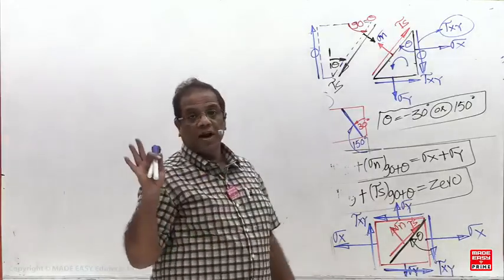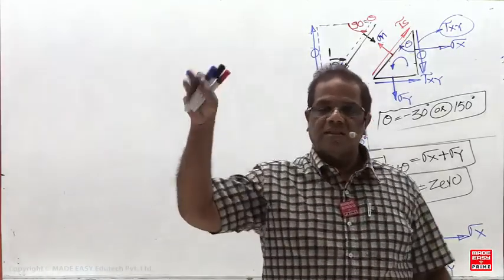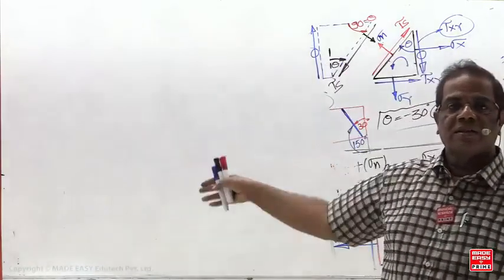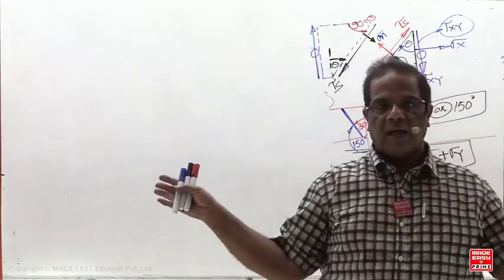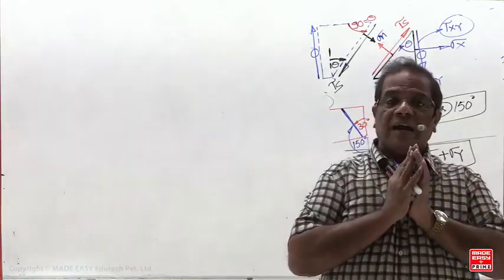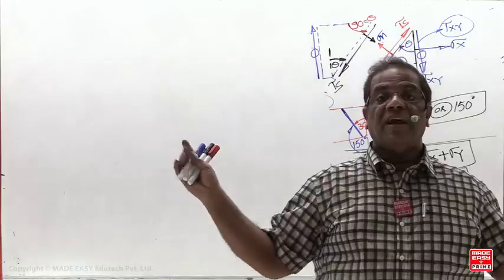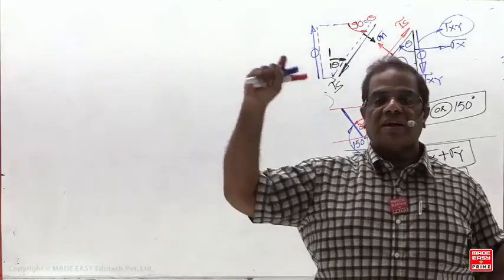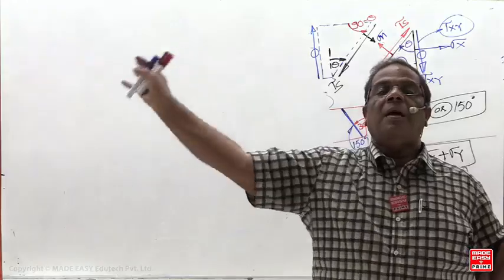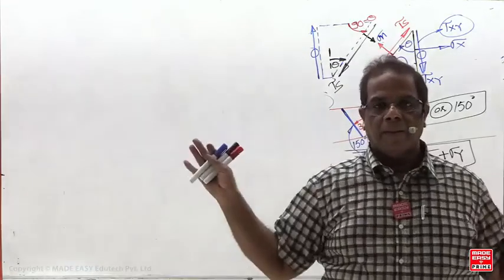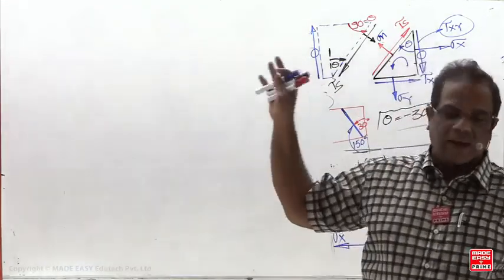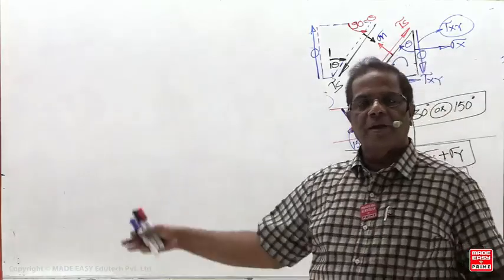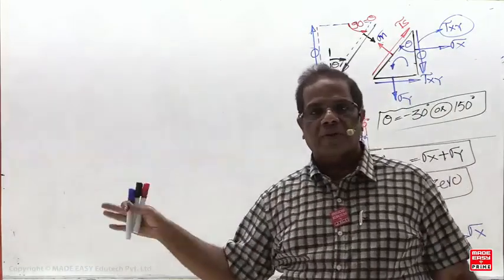Now, the strain equations I have not written. I am going to discuss that separately, but those who want to, the strain equations are optional. You can directly write them down: wherever there is sigma, replace it blindly by epsilon, and wherever there is tau, replace it by gamma by 2. That's all.